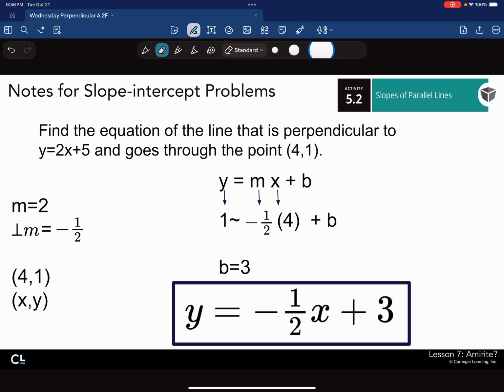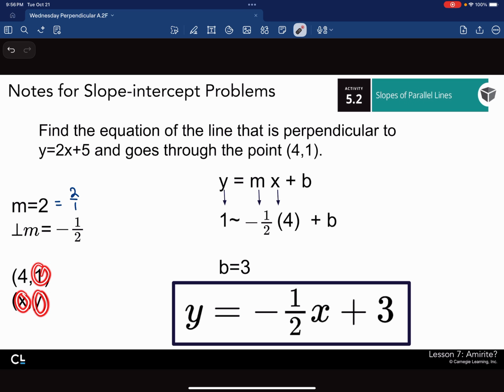So again, you change 2 to 2 over 1. And then the opposite reciprocal is negative 1 over 2. It went from positive 2 over 1 to negative 1 over 2 because these two switch spots. Now, I label my point. The 4 is an x value. The 1 is a y value.